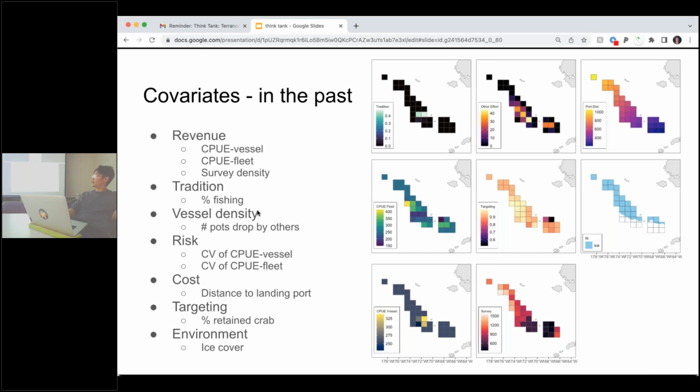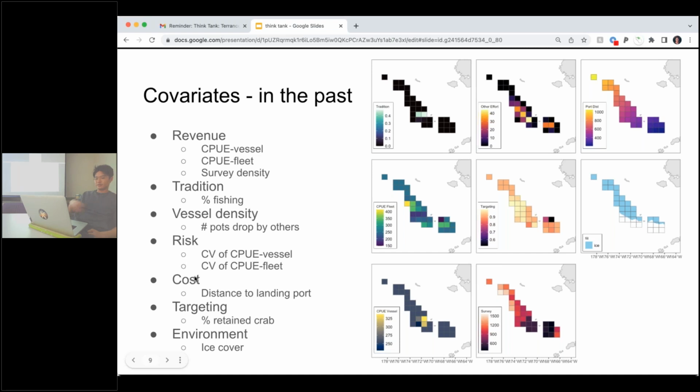Okay, and then moving on to vessel density, I just have this as number of pots drawn by other crab vessels. In the week before, or? In the 2 weeks before, yeah. And risk, this is the CV of the CPUE both at the vessel and fleet level.